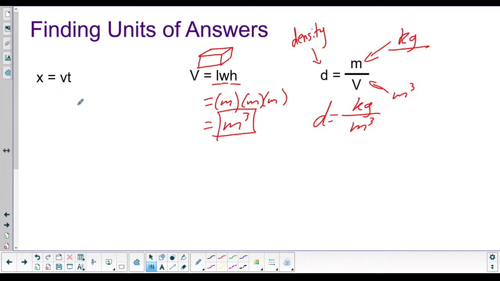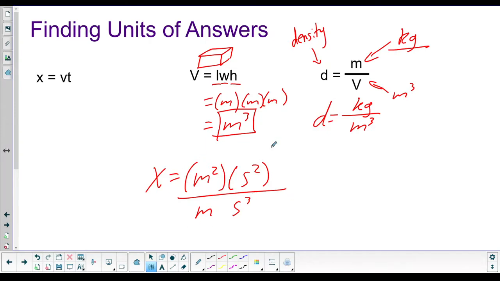All right. You're going to have a couple problems like this. I'm going to give you the units of things. Instead of giving you full-blown equations like this, I might give you something like x equals meters squared times seconds squared divided by meters seconds to the third. And I'd ask you to just simplify the units. That's what your homework's going to look like.